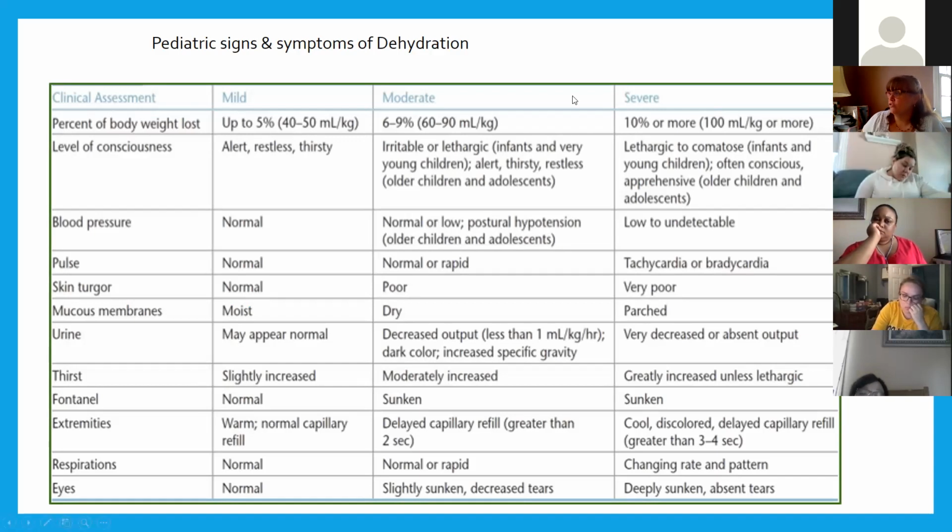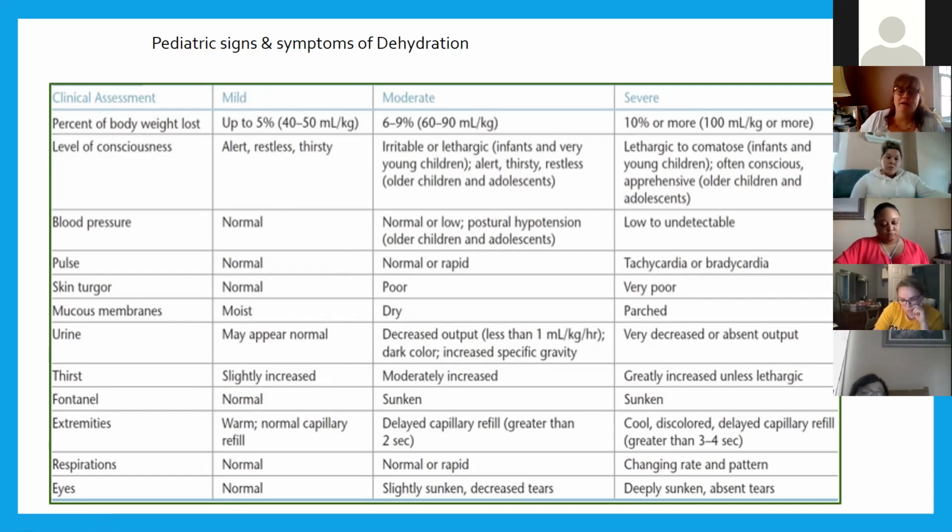With mild dehydration, we're just going to go down this slide first. If they lose up to 5% of their body weight, level of consciousness, alert, restless, okay? They're usually restless and fussy because they're thirsty. Their blood pressure stays normal, their pulse is normal, skin turgor is normal, their mucous membranes will be moist, their urine may appear normal, fontanelle is normal. So again, everything looks pretty normal, but they're just alert and restless, okay? Maybe they've had a little bit of weight loss. As we go into moderate, so 6 to 9%, they become more irritable and they become lethargic at this point. Babies that are dehydrated get very, very sleepy, okay?